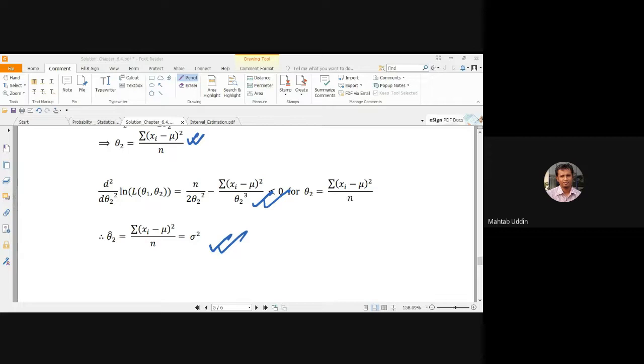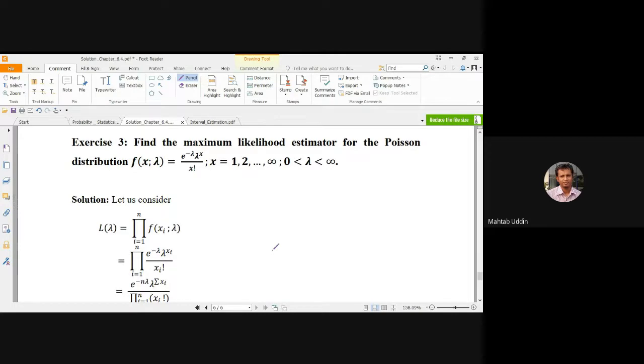Then we'll go to the final distribution, the Poisson distribution. Can you remember the Poisson distribution? Okay, this is the Poisson distribution, very similar, and this is exercise 3.